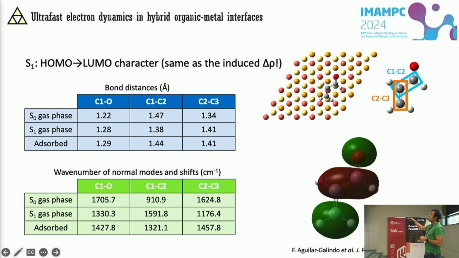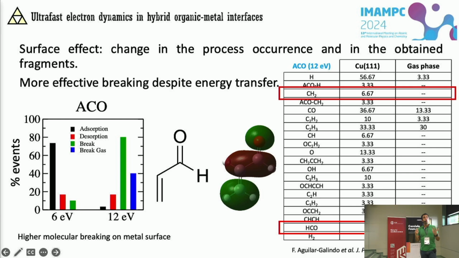This change in the electron density can be observed in the bond distances and in the harmonic frequencies. Also, if you carry out molecular dynamics, you see that the fragments you obtain when the molecule is in the gas phase or on the surface are totally different. For instance, this is the Lewis structure of the molecule in the gas phase, and here we have a double bond. That is why, in the gas phase, we don't see this CH2. This is a double bond, so it is not possible. I mean, of course it is possible, but it is very difficult to break this chemical bond.